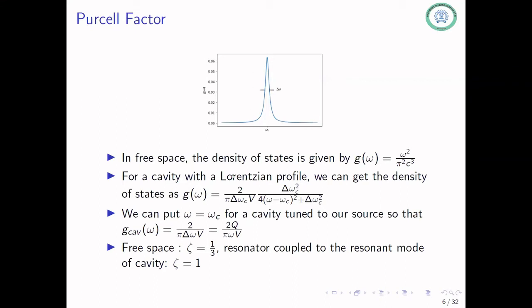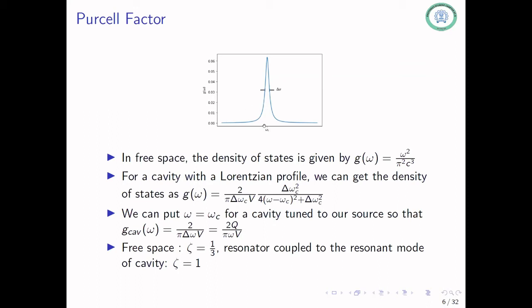For now, I'm going to be considering a Lorentzian profile, which looks something like this. This is the plot. Omega c is the central frequency, and delta omega c is the full width at half maximum. Based on that, you can get this kind of thing. This is basically a Lorentzian function, and you would want to normalize it so that the integral over all frequencies of g of omega should be 1. That gives you this prefactor, and you are dividing by V because you want the density in space, so you need to divide by the volume.